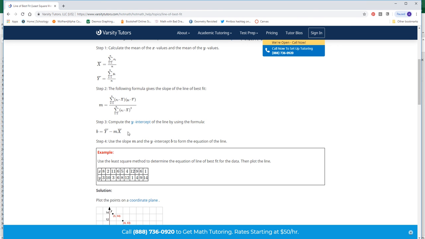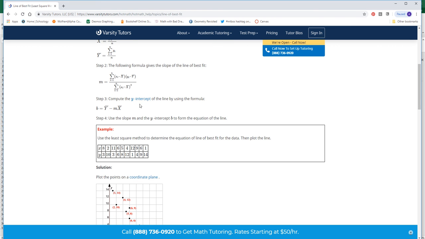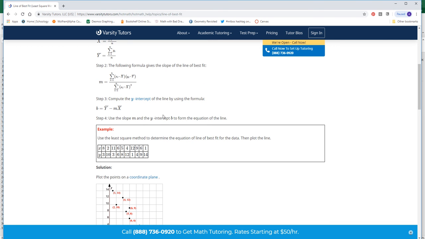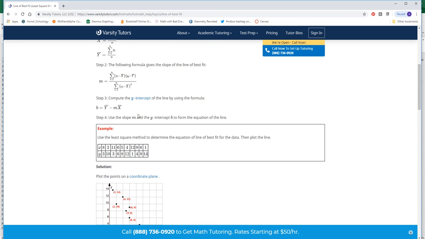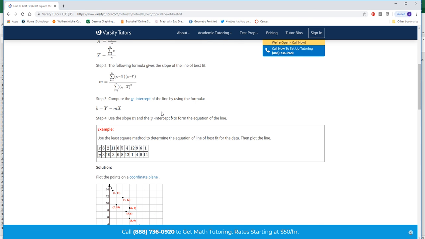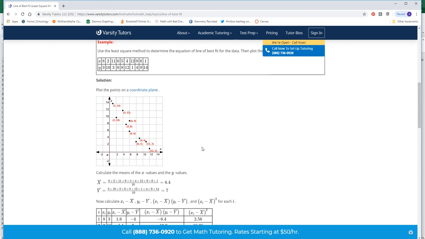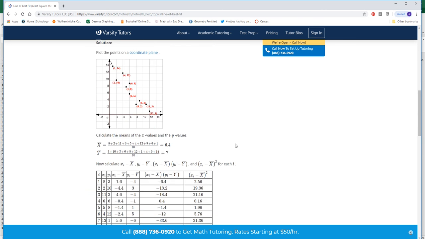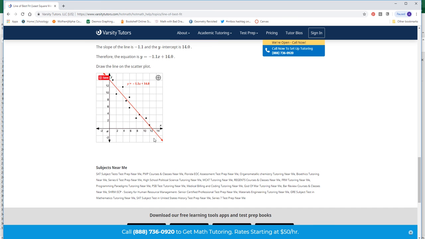And then you want to calculate the y-intercept of the line. So there's two things involved in a line. We need to know what the slope is, or how steep or not steep it is, and then also where it crosses the y-axis. And that's going to determine the position of the line. And then once you have that, you can actually use graphing techniques to plot that line on your graph. And there it is.